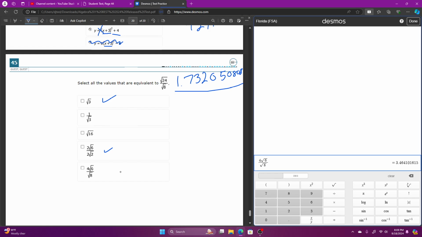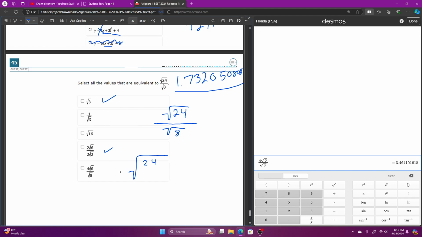You also, if you know your radical rules, you can do this by hand. Square root of 24 over the square root of 8. One way to go about it is just a big old square root. 24 over 8. What is 24 divided by 8? That's square root of 3. That's where this one came from. Another way to go is to find two of the same number in here. So square root of 24. 24 can be written as 2 times 12. 8 can be written as 2 times 4. And keep breaking down my factors.